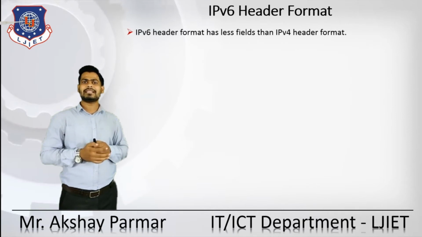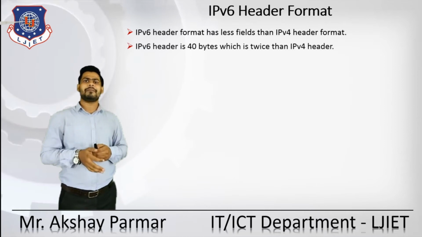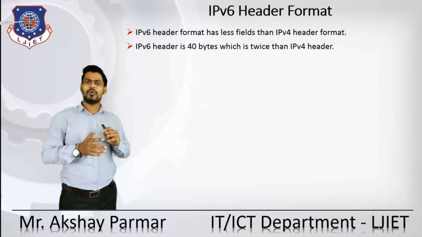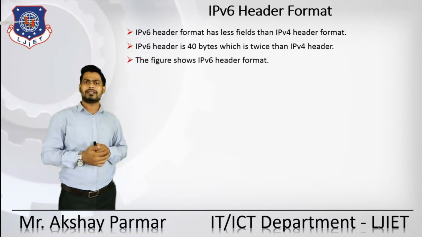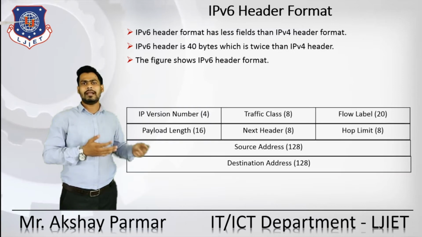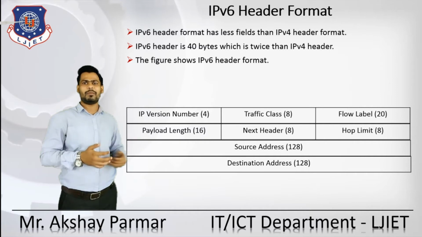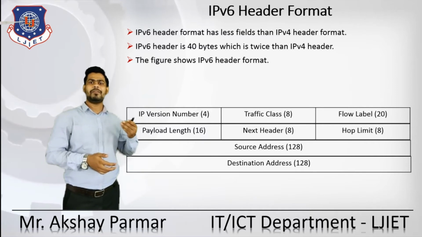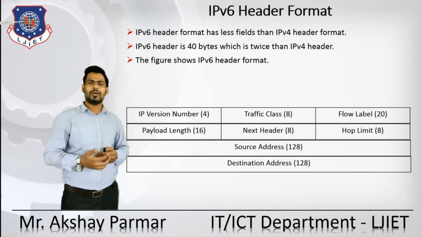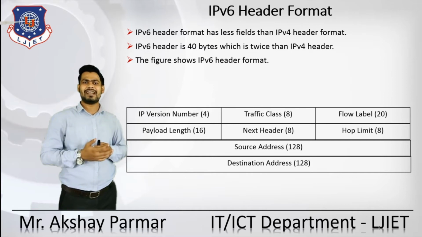The IPv6 header format has fewer fields than the IPv4 header format. But the IPv6 header is 40 bytes, which is twice that of the IPv4 header. The figure shows the IPv6 header format. In the IPv6 header format, there are the IP version number, traffic class, flow label, payload length, next header, hop limit, and the source and destination address.